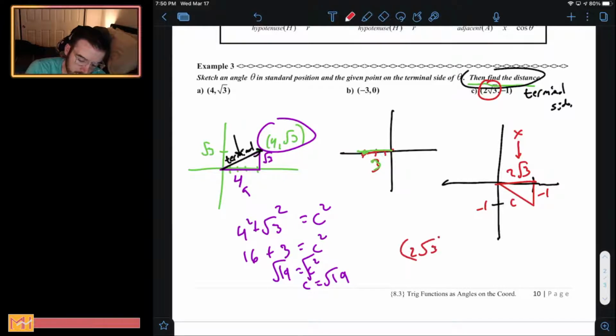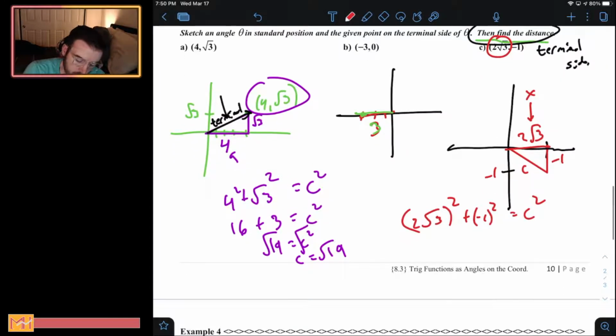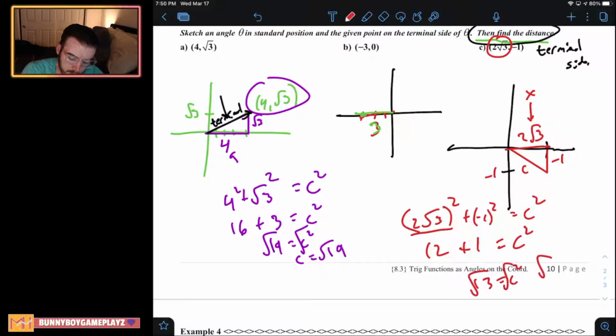2 root 3 squared plus -1 squared equals c squared. So you might struggle with that in your head. You can plug it into a calculator. The answer is 12 plus 1, because it's not -1, because the negative times a negative will cancel. 12 plus 1 is 13. You take the square root and you end up with root 13.